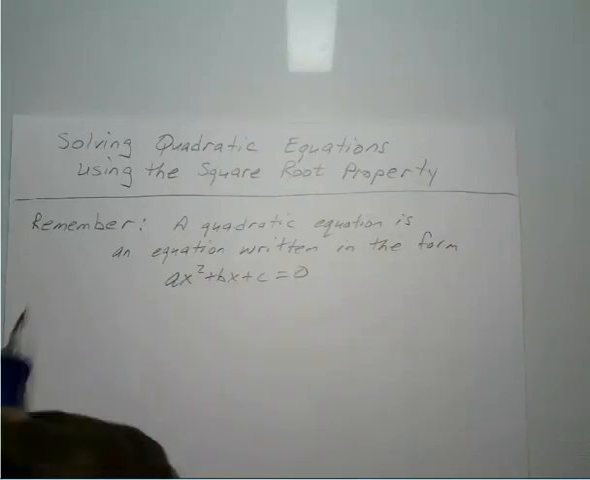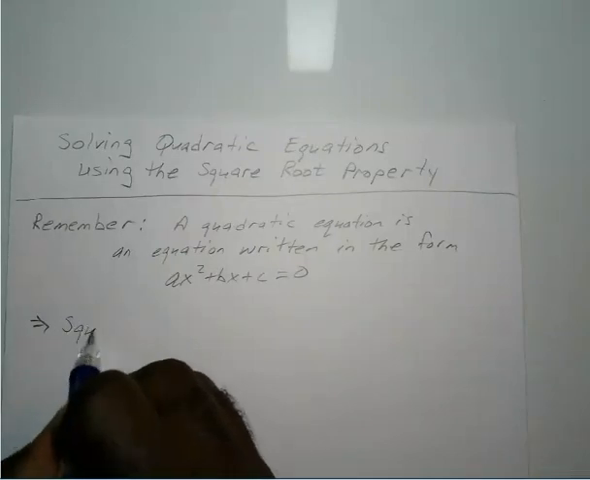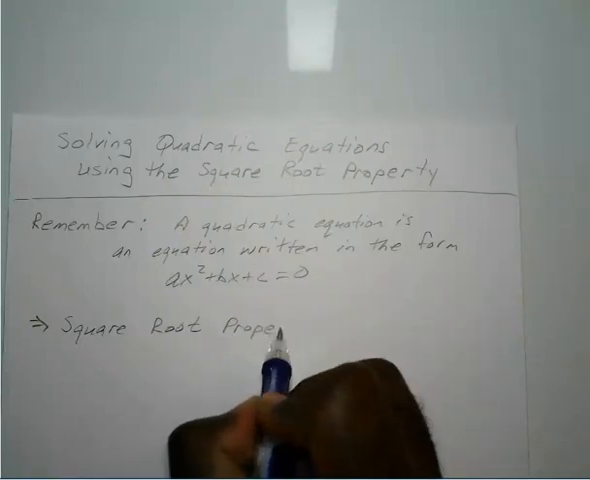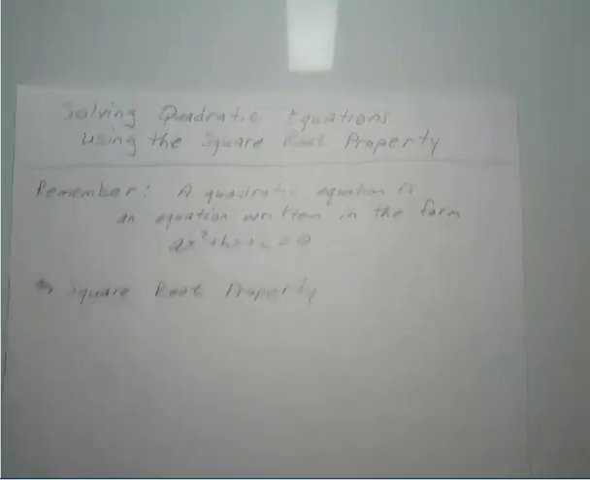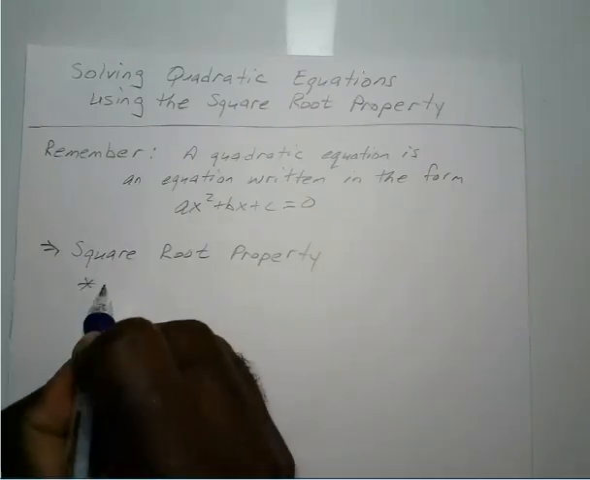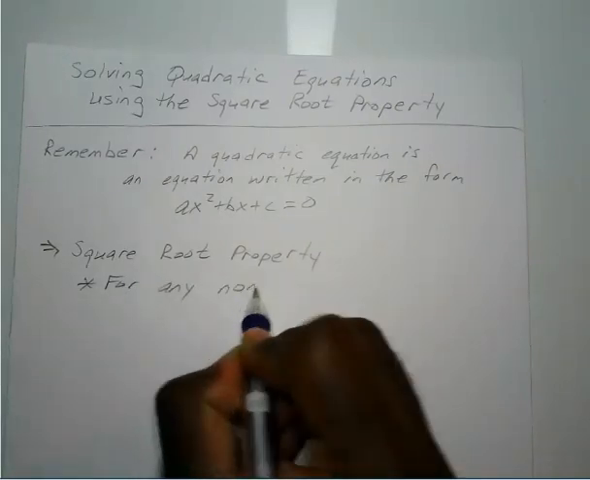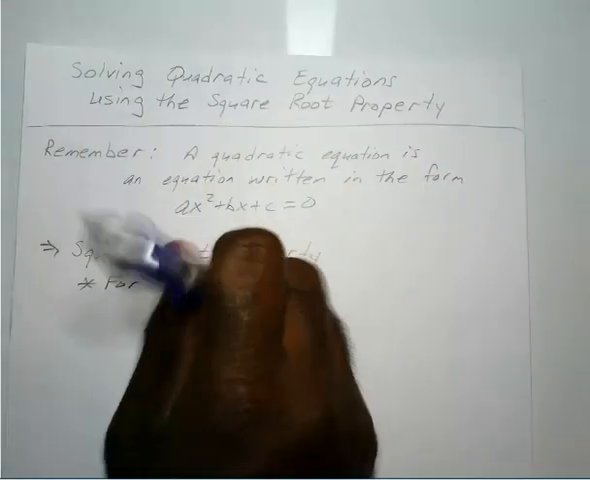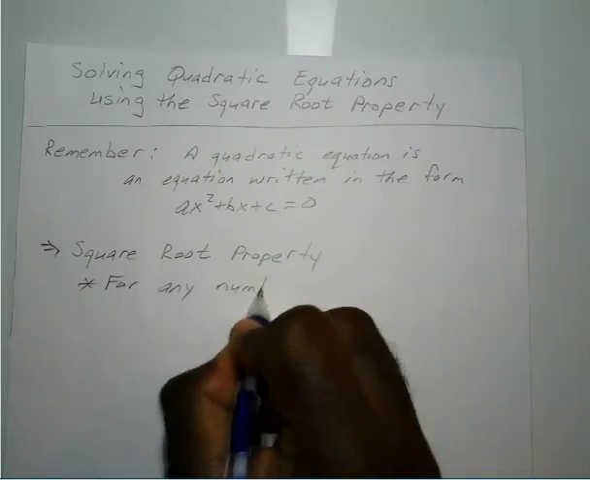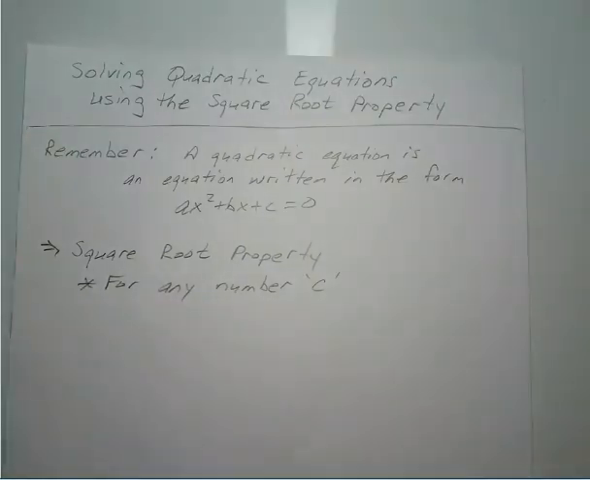Okay, so now we're going to take a look at the square root property. For the square root property, for any real number, or for any number c, we'll just have c represent any number at all.